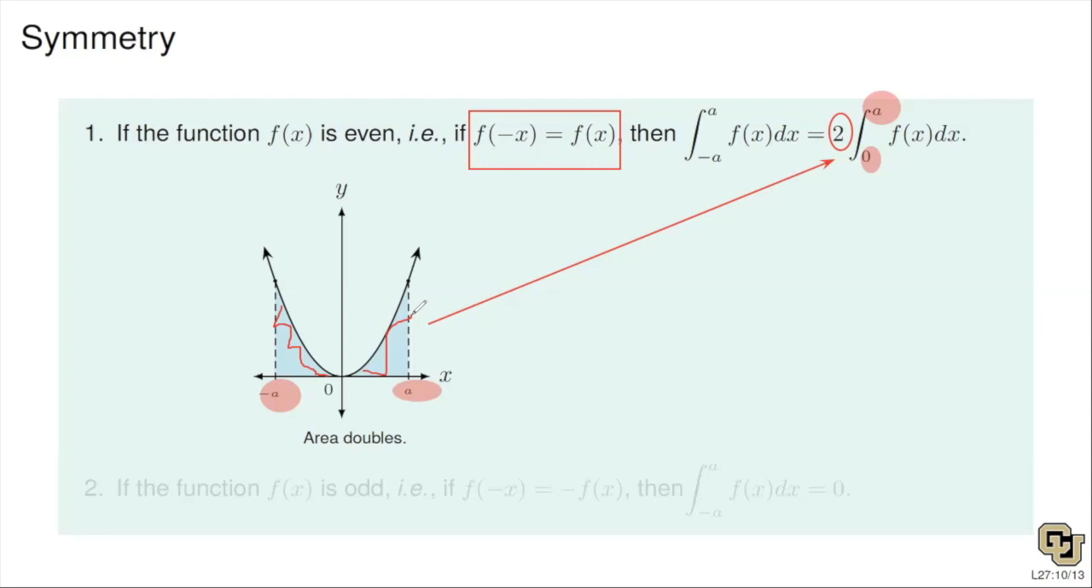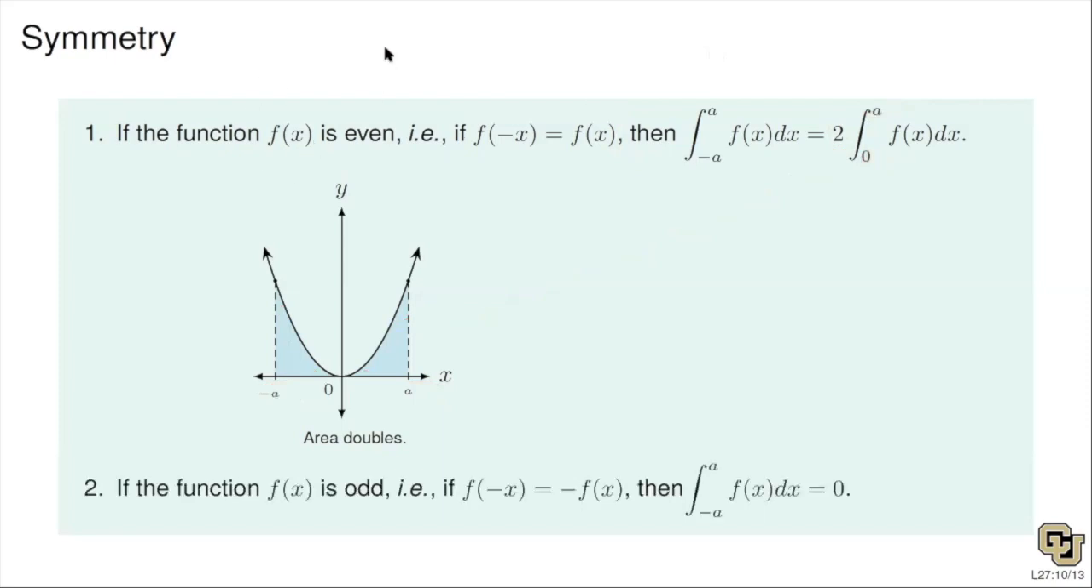How does this make life easy? Well, sometimes plugging in 0 is a lot more convenient. Instead of plugging in negative a, when I do my f of b minus f of a, I get to plug in 0, and that's an easy number to plug in. Sometimes that makes life easy.